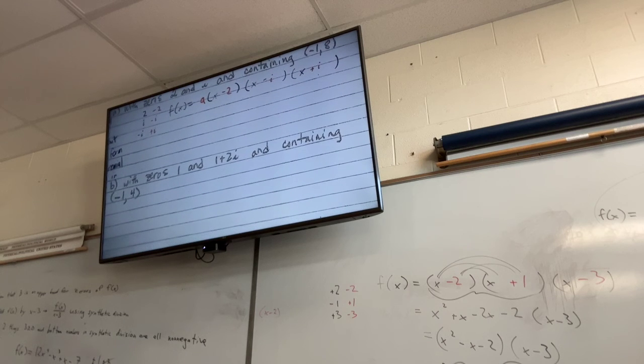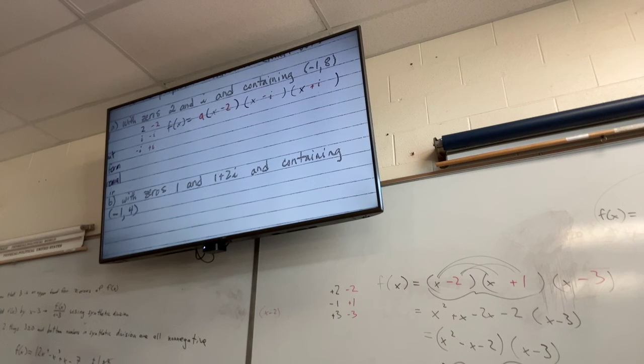Actually figure out what A is. The way we do that is kind of like what we did with our quadratics. So we have negative 1, comma 8 right here. What we do is plug in 8 for our y, our f of x, and then plug in negative 1 for all our x's. We're going to have one equation with one unknown that we can solve for A. So we're going to have 8 equals A times negative 1 minus 2 times negative 1 minus i times negative 1 plus i.